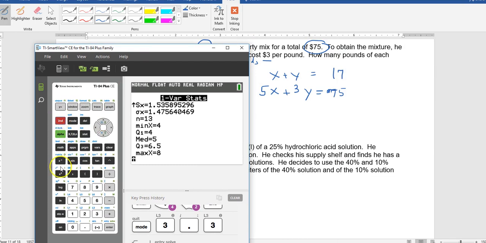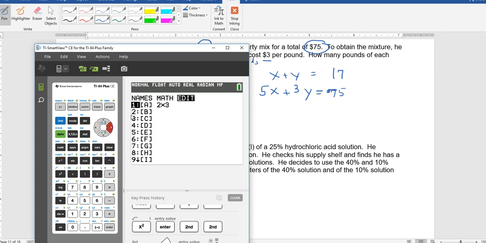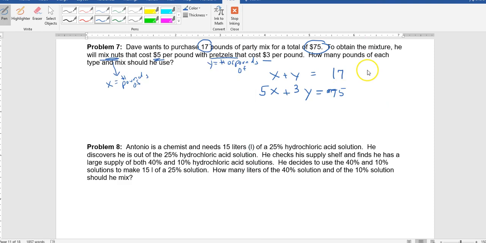So we're going to go to the second matrix, and then we're going to edit it. It's a 2 by 3, so we have 2 rows, 1, 2, 3 columns. So we have 1x, 1y, and then it's augmented, so we have our 17, but again, your calculator won't show this line. And then 5, and 3, and 75. So that's what we want to get in our calculator without that line.